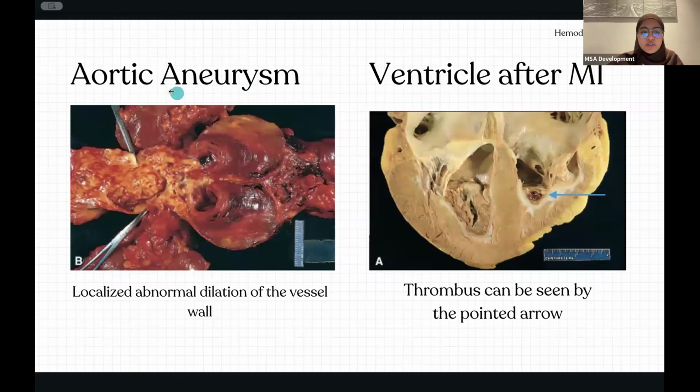Now, moving on to aortic aneurysm. Aortic aneurysm means an abnormal dilatation of the blood vessel wall. You can see here that it's abnormally dilated, and it's normally due to weakening in the wall of the aorta. And here we can see a ventricle after an MI. This is a thrombus that could be seen here. An important point to mention is that a thrombus can be formed due to a triad. What is that triad? Virchow's triad: endothelial injury, hypercoagulability, and abnormal blood flow.